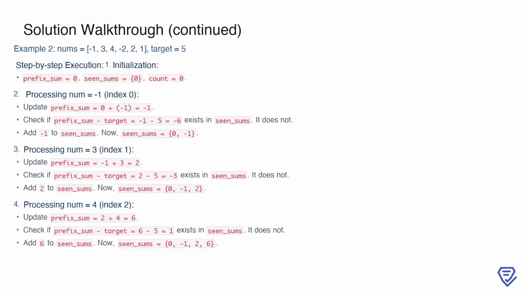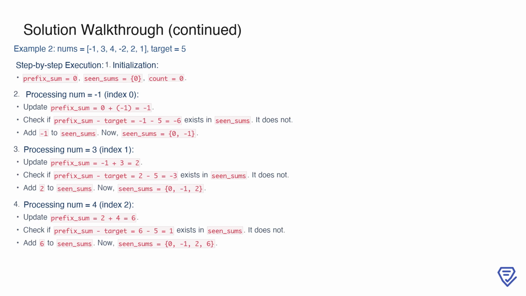Now, let's analyze a more complex example with the input array -1, 3, 4, -2, 2, 1, and a target sum of 5. As before, we initialize prefix_sum to 0, seen_sums to a set containing only 0, and count to 0. Starting with the first element, -1 at index 0, we update prefix_sum to -1 and check if the difference between prefix_sum and the target, which is -6, exists in seen_sums. It does not, so we add -1 to seen_sums.